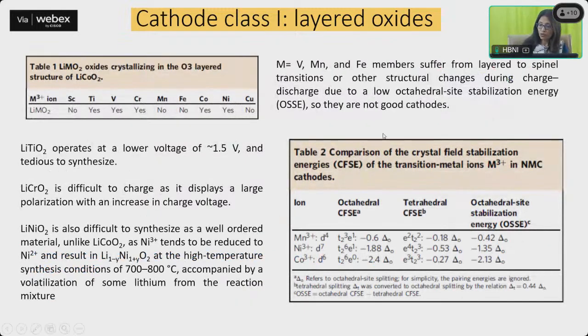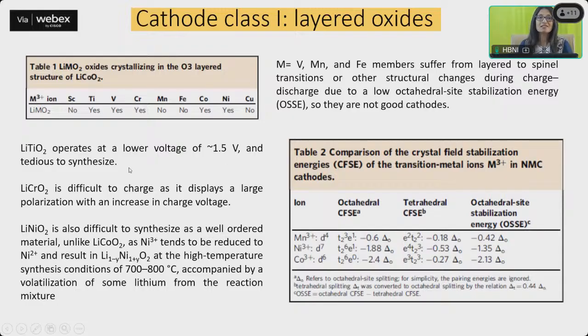Now it was not a eureka moment where I saw the periodic table and came to LiCoO2 as a conclusion. It was not that. When the research on these oxide cathodes started, all of these materials were studied, all the LiMO2 oxides which crystallize in the O3 layered structure. Scandium doesn't form this kind of O3 structure, but titanium, vanadium, chromium, cobalt and nickel all form these kinds of O3 structures, but they all had some problem or the other which made LCO one of the most superior cathode materials. Why? Because lithium titanium oxide operates at a very low voltage of 1.5 volts.